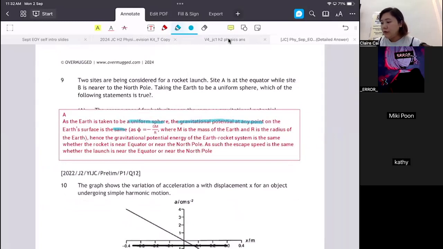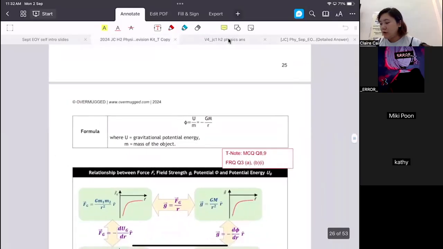Okay, so I think now I will cover the rest of the concept for G-field. Then we'll move on to our FRQ question 3.